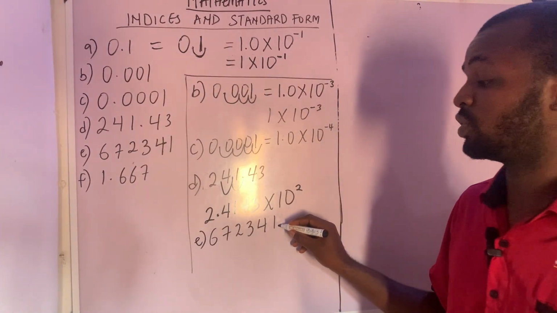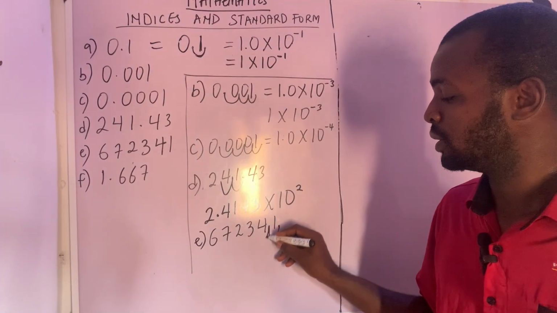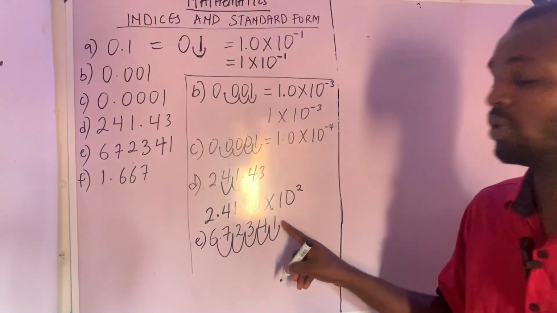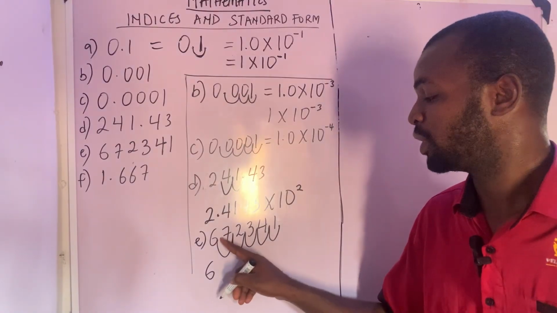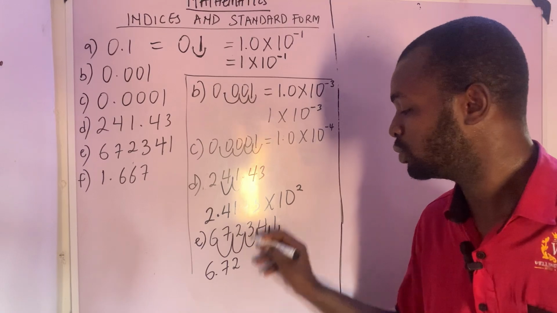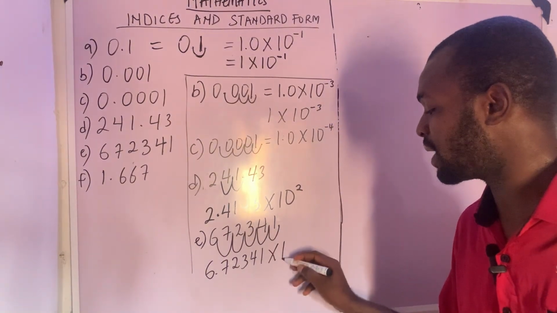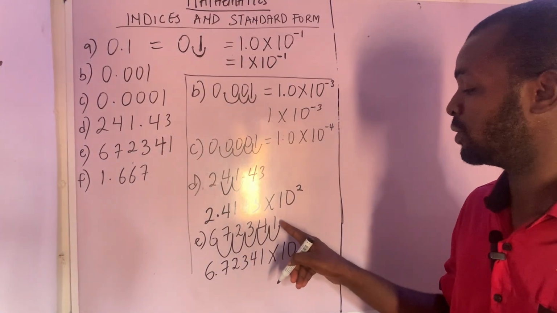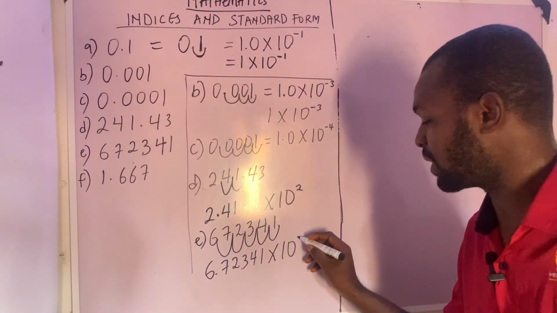The rule states that we're going to shift the point to get to the first number. So now we'll shift 1, 2, 3, 4, and 5. So the point is no longer at the back, that is at the front. So to solve it, it now is 6. Bring down 6. Point that is not here will now be here. 0.72341 times 10 raised to power. We shifted to the left hand side, so it will not have minus. So you shift. Count again. 1, 2, 3, 4, and 5. So 10 raised to power 5.